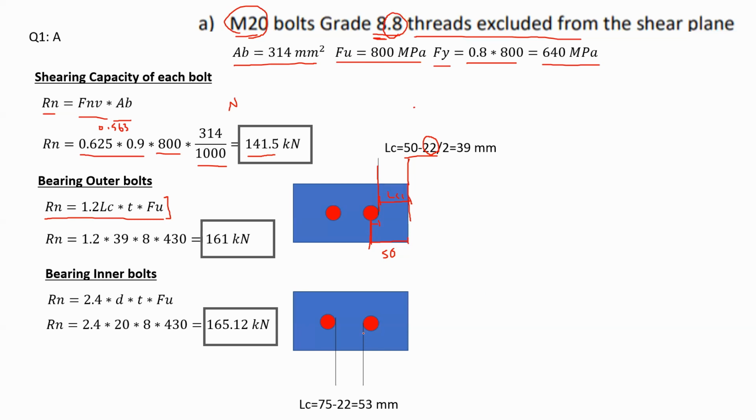Now there's another possibility that the outer bolt would go to the other bolt that is beside it. So therefore I would have to calculate the LC2 value. Now how would I calculate it?